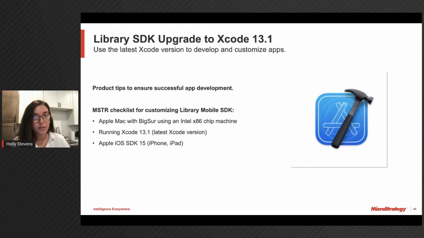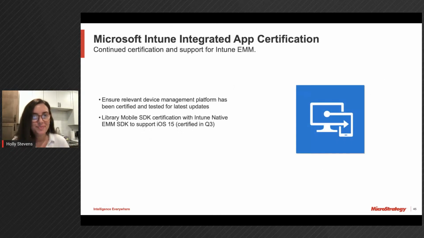Now in Q4, we are also going to be upgrading to allow you to be developing and customizing apps with Xcode 13.1. So just a few product tips that you can see here. Make sure that you are using Apple Mac with Big Sur. There are a few specifications that you want to make sure you have. And again, just make sure you're running Xcode 13.1 from Q4 on. And then you're also going to want that iOS SDK 15. And then all together, it should be pretty seamless. Our last one that we did this year that you should be aware of is that in Q3, we had continued certification for apps that are integrated with Microsoft Intune. So just be aware that if you are using that in the EMM space, you should be good to go.